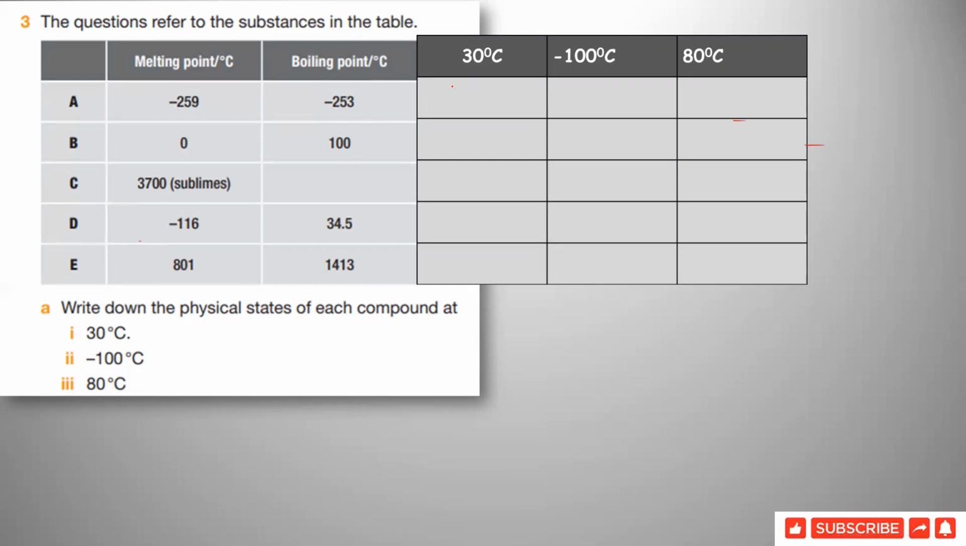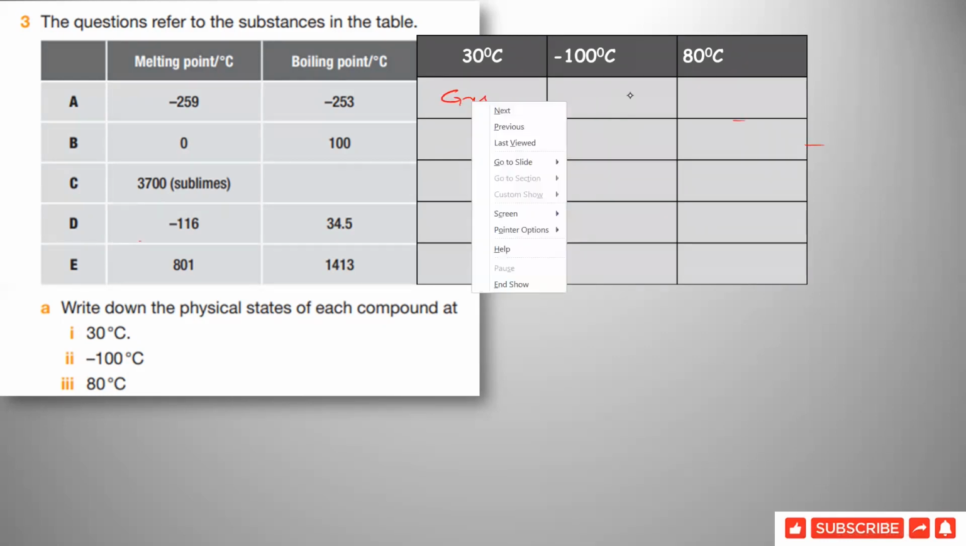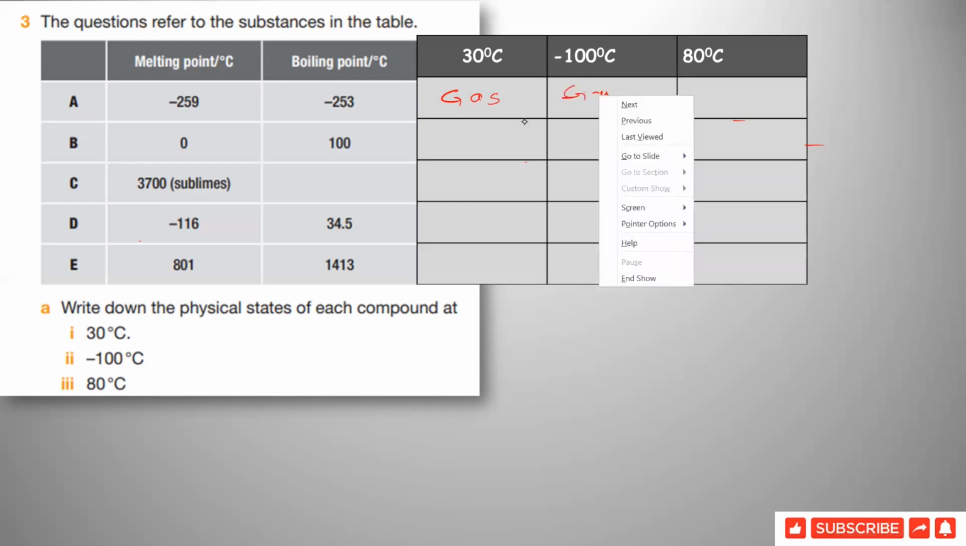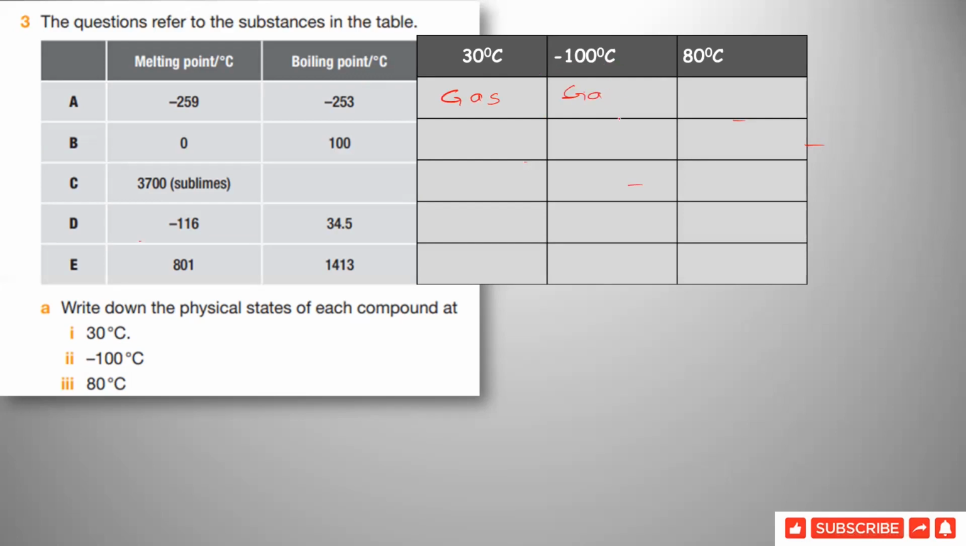So A will be gas at 30 degrees Celsius, and A will be gas at negative 100 degrees Celsius as well. Why? Because negative 100 degrees Celsius is greater than negative 253 degrees Celsius, right? So at negative 100 degrees Celsius, this will always be a gas as well. And A will be gas at 80 degrees Celsius. This is very obvious because it's already gas at negative 253 degrees Celsius.